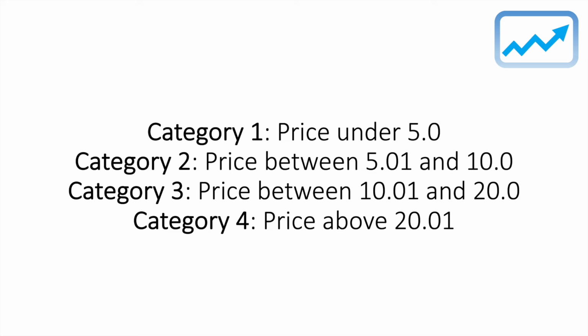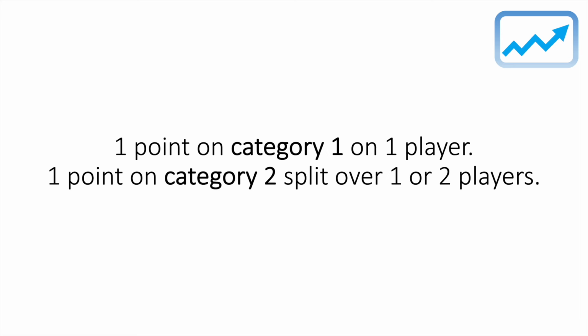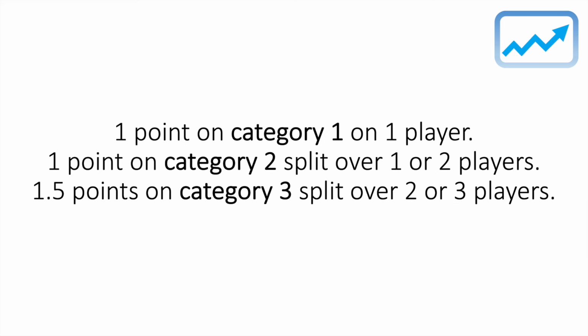So here is the staking plan for this strategy. Now please remember, we are only risking an overall trade stake of 4 points. So this is how I attribute these 4 points. I'll place 1 point on a category 1 player. So this is a player priced under 5.0. I will then place another point on category 2 players. Now these will be split over 1 or 2 players, depending on other criteria. I will then split 1.5 points on category 3 players.